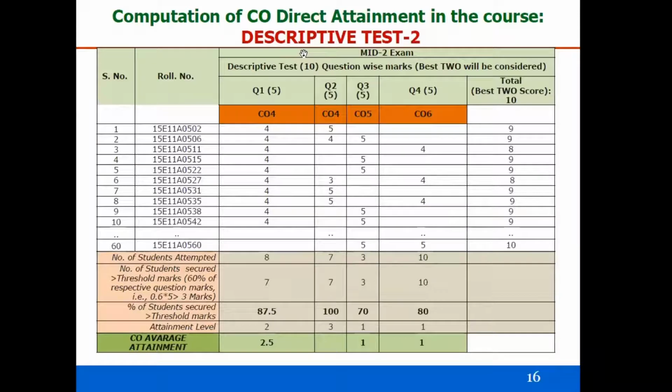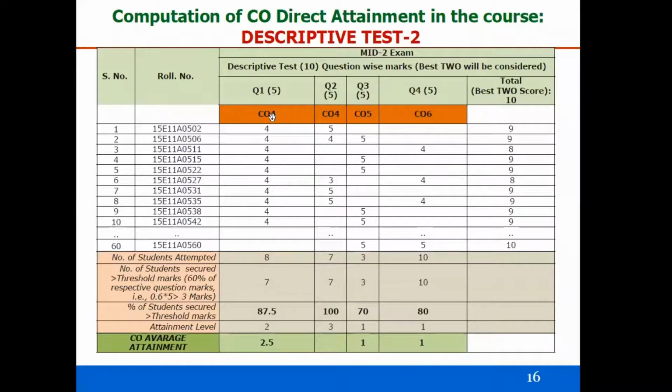Okay. Then coming to descriptive test 2. So descriptive test 2. So here the COs are different. Here you can see. So question 1 mapping with CO4, question 2 also mapping with CO4, then question 3 mapping with CO5, question 4 is mapping with CO6. Sometimes this CO3 may be mapping with question 1 also, let us assume. So at the time you have to take the average of descriptive test 1 attainment value and descriptive test 2 attainment value. So here to avoid that confusion, I have taken separate. So here descriptive test mapping with 4, 5, 6 COs.